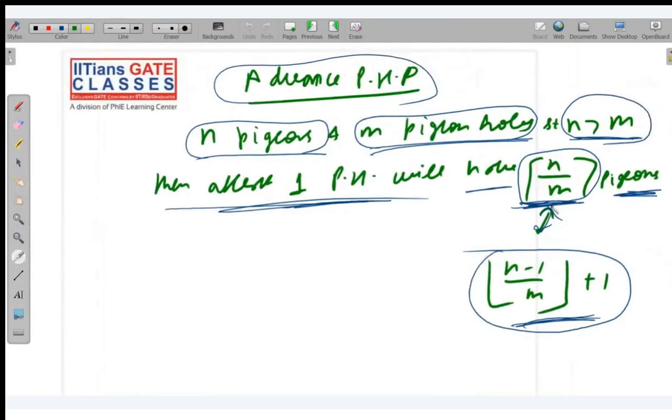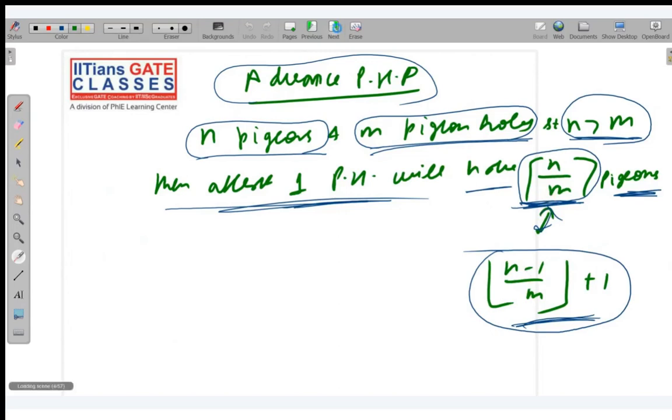principle and I gave you the formula. We have n pigeons and m pigeonholes. The condition is that n should be greater than m. If this is the case, then at least one pigeonhole will have ceiling of n by m pigeons. So ceiling of n by m or floor of (n minus 1) by m plus 1, they are one and the same thing. Numerically they are equal. In the GATE exam they can give any one of the formulas.